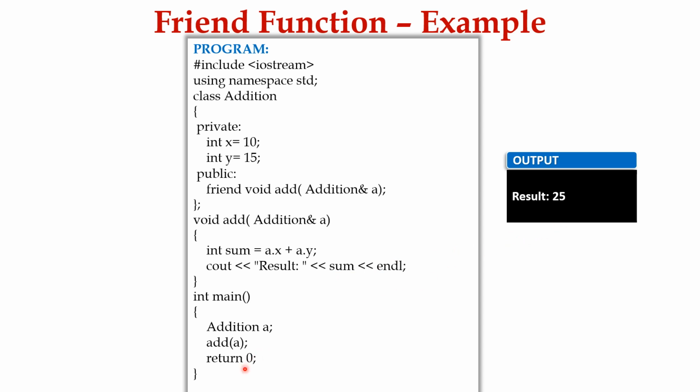Next, the return 0 statement is executed and it implies the successful execution of the program. So, hope you are clear on friend function by this example program.